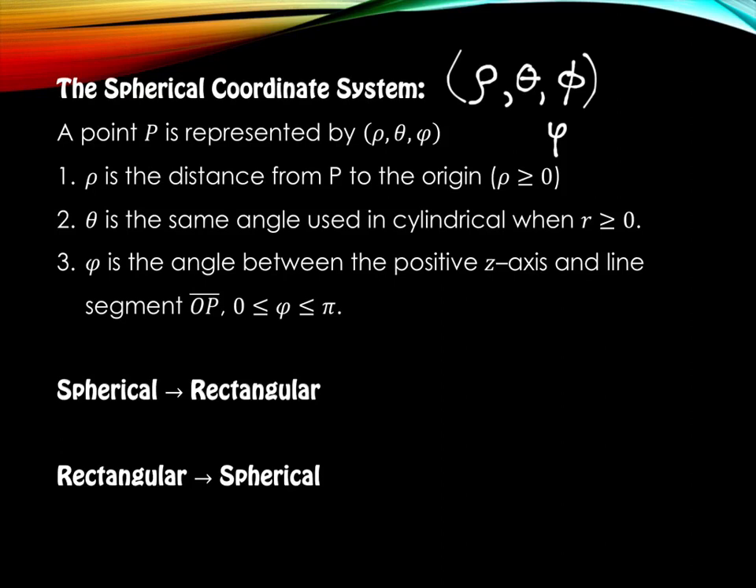Okay. So let's talk about what they are and not just how we're going to draw them. So rho is the distance from P to the origin. Now that's not exactly the same as R, right? R is the distance in the xy plane back to the origin, but rho is a three-dimensional distance back to the origin. Theta is actually the same angle that we talk about in polar coordinates. So the theta matches. And then phi is the angle between the positive z-axis and the segment we're looking at. So it's a rotational feature as well.